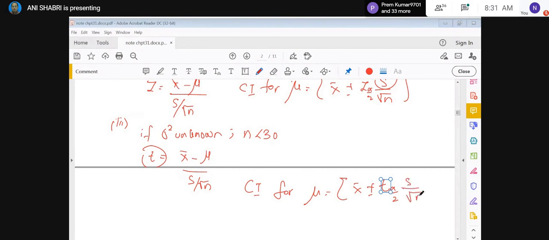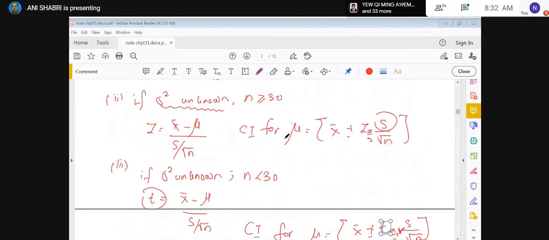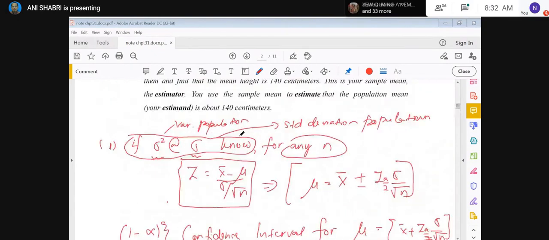We have the symbol v. The purpose of v is to find the value from the table, to look up the value from the table. v is equal to n minus 1. Okay, understand, from here we have 3 formulas.